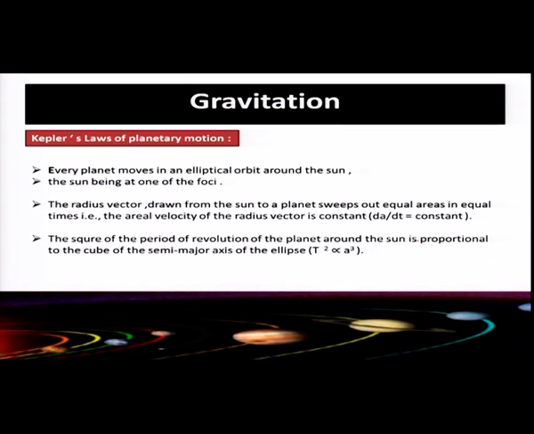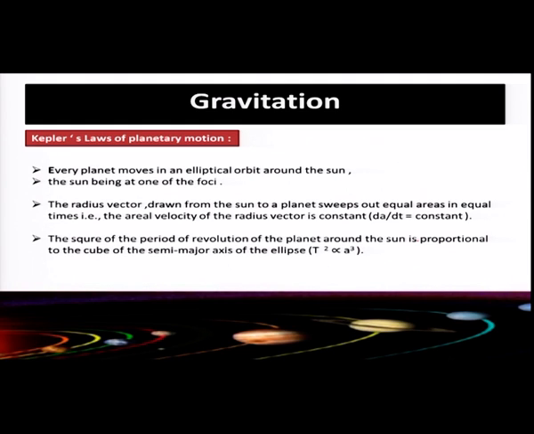These are the statements regarding Kepler's law of planetary motion. The first statement says that every planet moves in an elliptical orbit around the sun, with the sun at one of the foci. Based on the sun being at the center, all the planets revolve around the sun. It is not a circular orbit, it is in the form of an elliptical orbit.